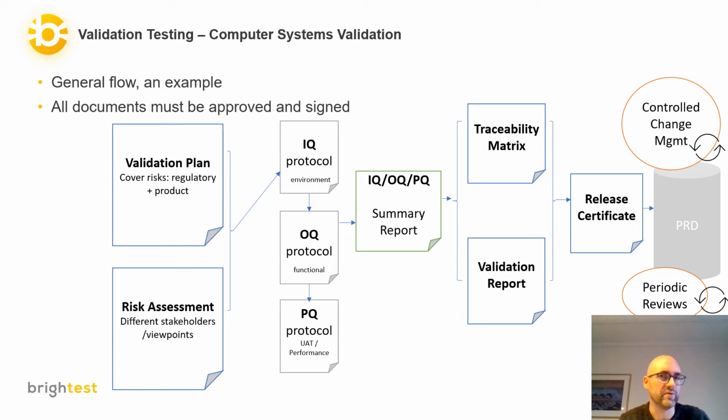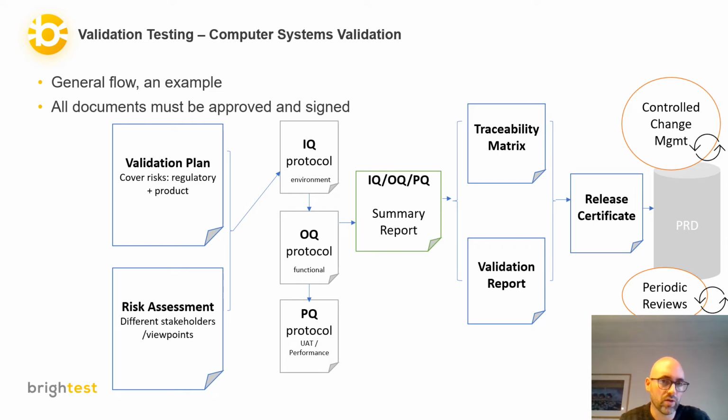So if we take this V model, we can go to a kind of document-based flow as an example. So we start off with a validation plan for the project, where it's very important to cover the risks also. As well regulatory as for the product. So a specified and specific risk assessment is needed where different stakeholders and viewpoints are involved. Then we can make up different protocols that need to be followed. Note that these protocols need to be written out so that they can be signed as well. We make this for the IQ, OQ, and PQ levels.